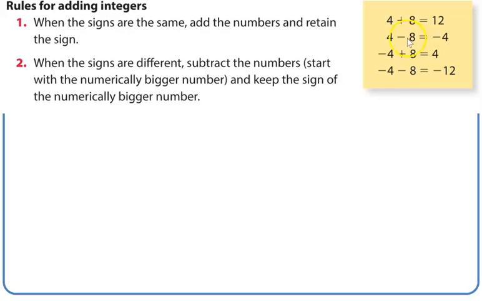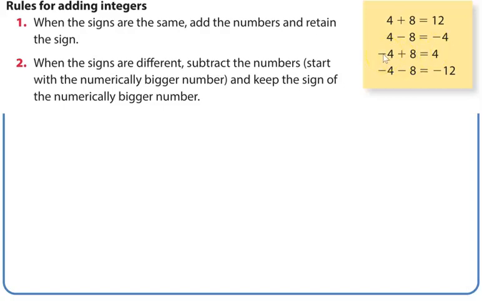4 minus 8, so these are different signs. So we have a positive 4 and a minus 8. So they're different signs, so we're going to subtract the smaller number from the bigger number, and we keep the sign of the bigger number. So we end up with minus 4.